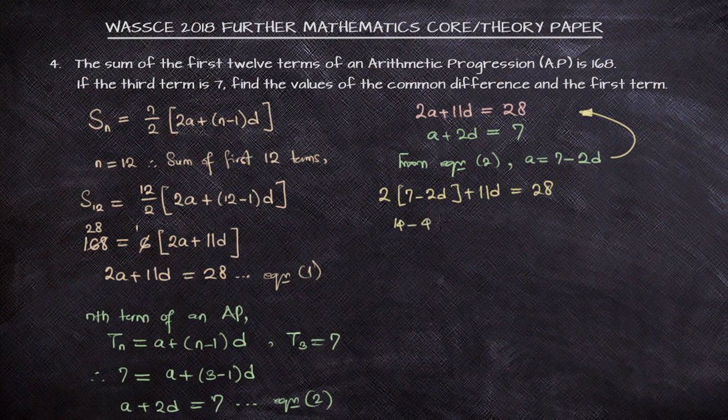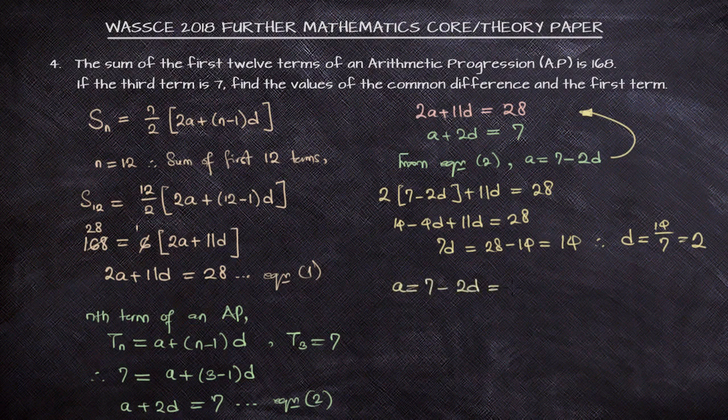Opening that bracket, we get 14 minus 4d plus 11d is 28. Minus 4d plus 11d is 7d. When 14 crosses to the other side, we have 28 minus 14, which is 14, such that d will be 14 over 7, and that is 2. And already we know that a plus 2d is equal to 7. So you can say that a is 7 minus 2d, and that is 7 minus 2 times 2, which is 7 minus 4, and that is 3.